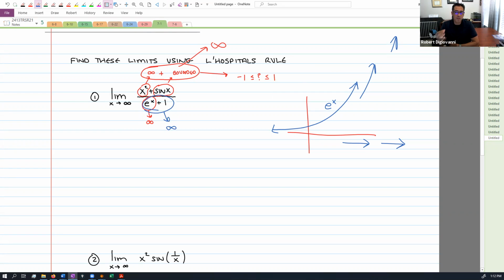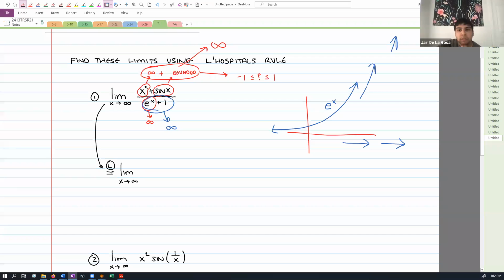And that's when we can use L'Hopital's rule. We can apply L'Hopital's rule anytime we have infinity over infinity. So I'm going to go ahead and do that. I'm going to take this, say it's equal to L'Hopital's rule, the limit as x goes to infinity. And then what does L'Hopital's rule say you do? You take the derivative of both the numerator and the denominator. Yep, separately, right? You just treat them as their own things.